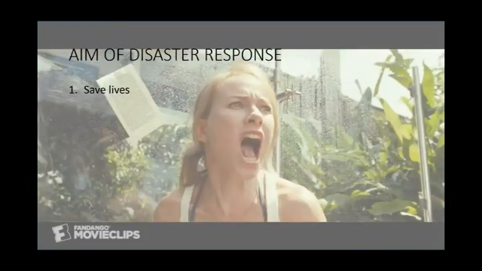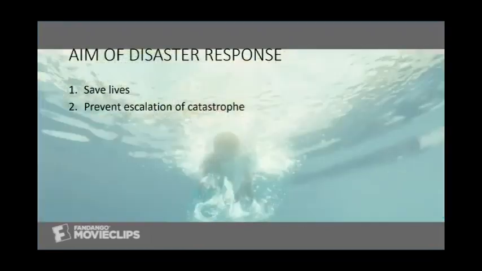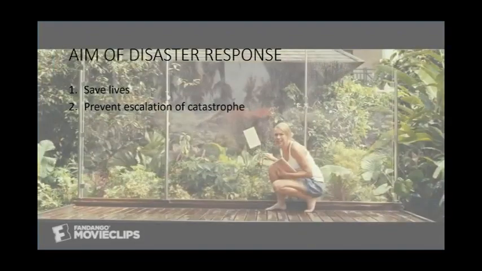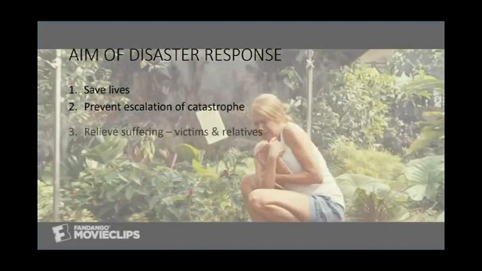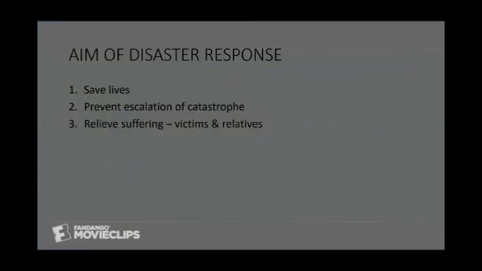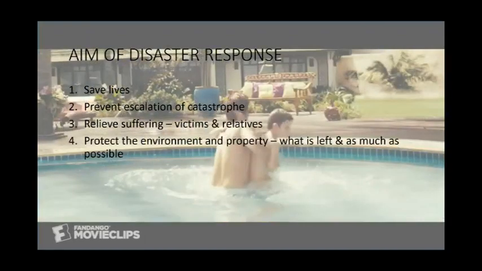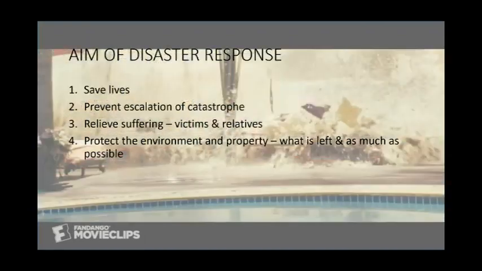Number 4. What are the aims of disaster response? Number 1 is to save life. Number 2 is to prevent escalation of catastrophe. Number 3 is to relieve the suffering of victims and relatives. Number 4, to protect the environment and property.